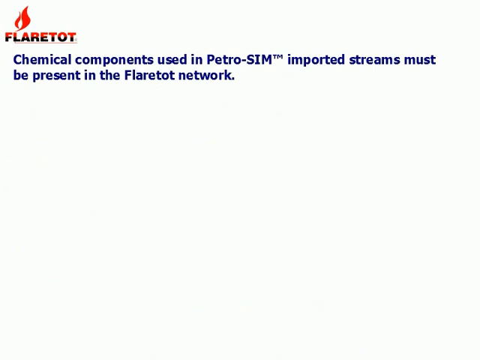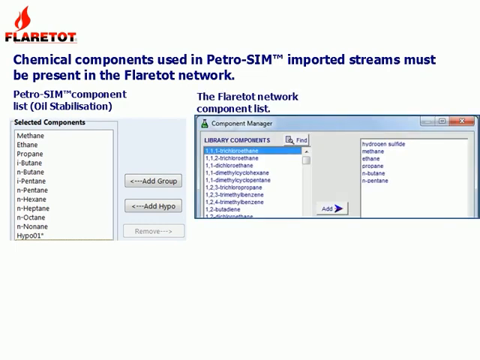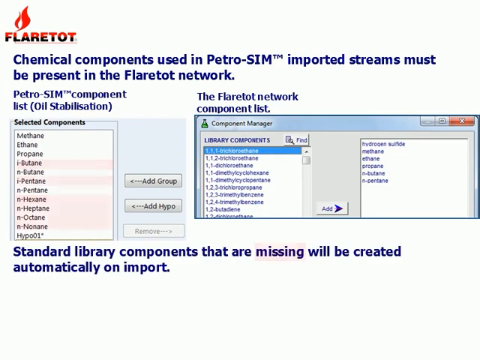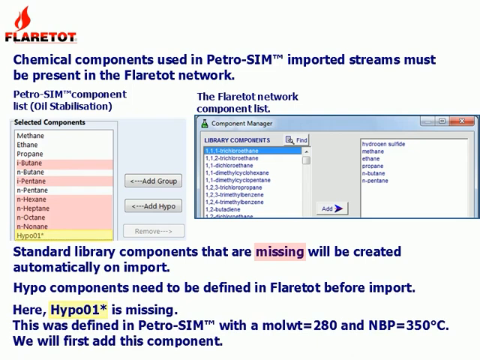The chemical components used in any stream data imported from PetroSim must be present in the flaretot network. Standard library components that are missing in the flaretot network will be created automatically on import. Hypo components need to be defined in flaretot before import, using the same name as the PetroSim simulation. In this demonstration, Hypo 1 is missing. We will first create this component before proceeding.